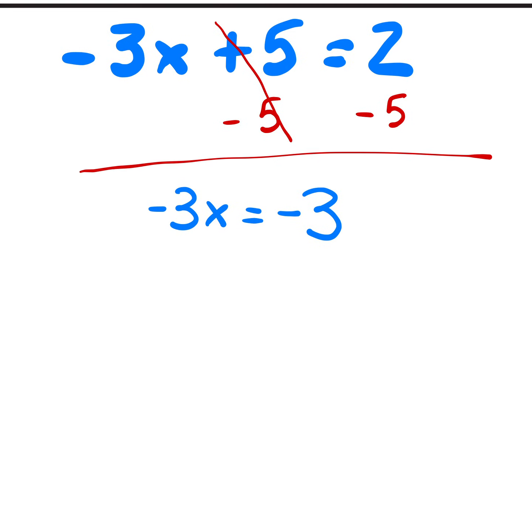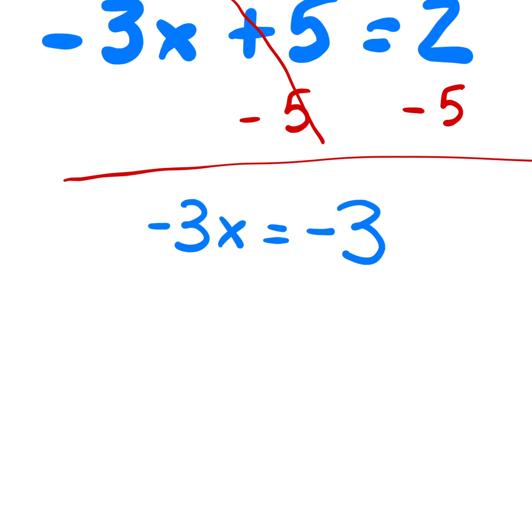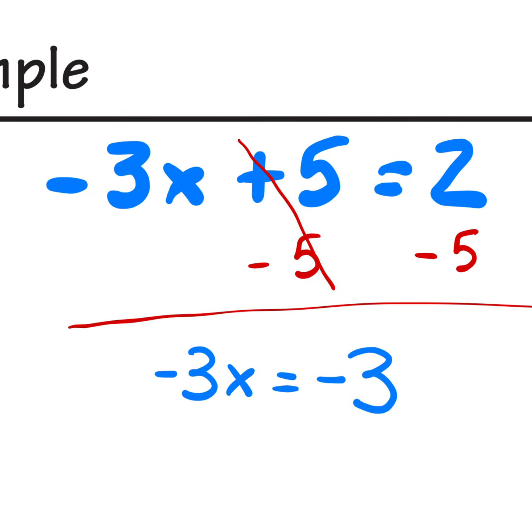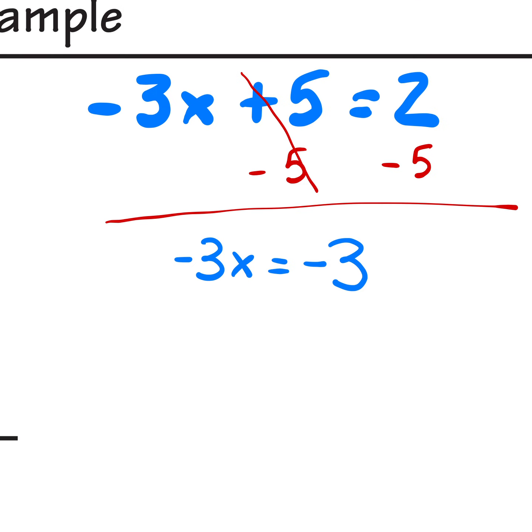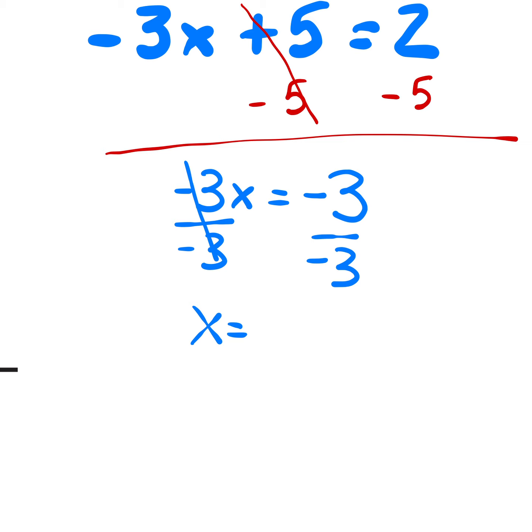Now, I have to get x by itself. So step 1, we subtracted 5. Step 2, we're going to divide by negative 3. Divide by negative 3. Why are we dividing? Well, because right now it's being multiplied by negative 3. The opposite of being multiplied is to divide, okay? Negative 3 over negative 3, that's one whole. So it's gone. Negative 3 over negative 3, we just said that's one whole. So my answer is positive 1.